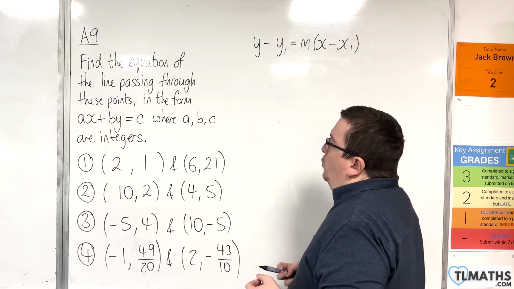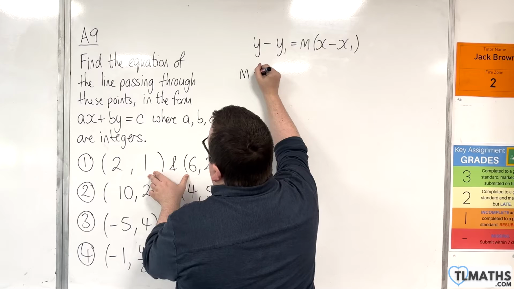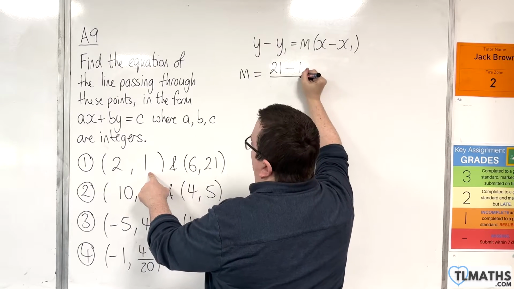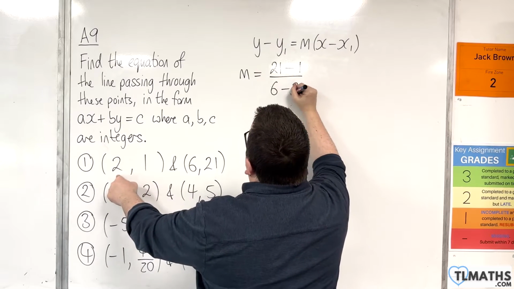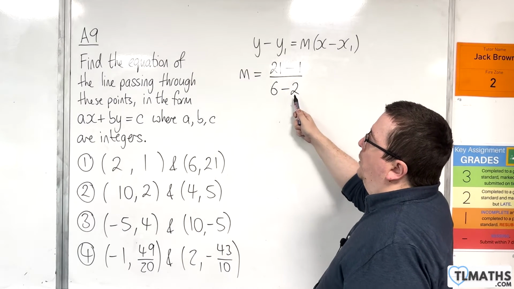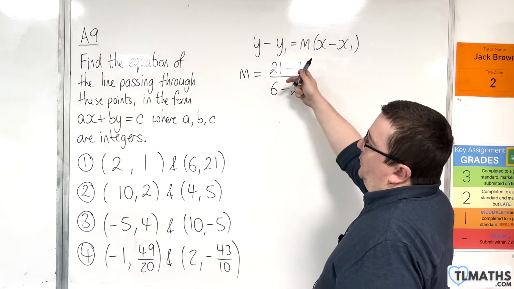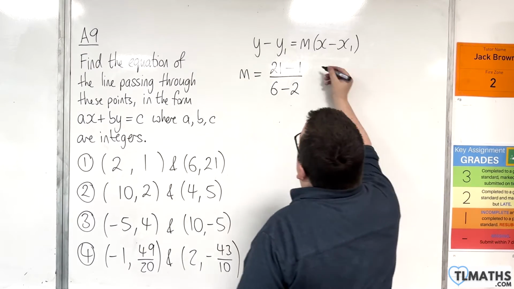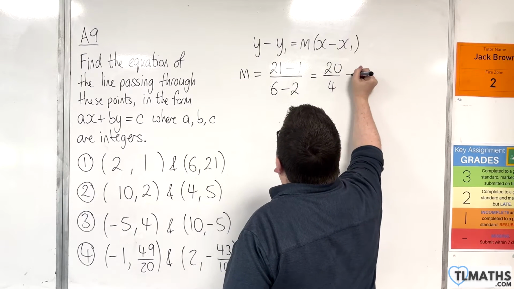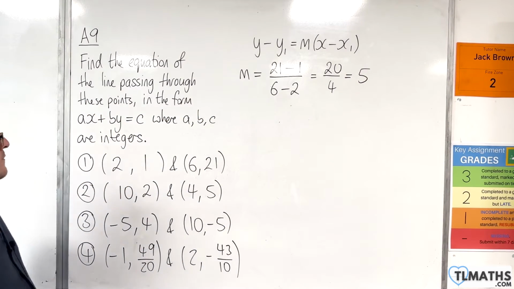So, first of all, we need to find the gradient of my line for the first one. So m is equal to 21 take away 1 over 6 take away 2. So remember that your coordinates should appear as columns, 6, 21, 2, 1. Okay? If they're crisscrossing, you know you've gone wrong. So 21 take away 1 is 20, 6 take away 2 is 4, 20 divided by 4 is 5. So I know that the gradient is 5.